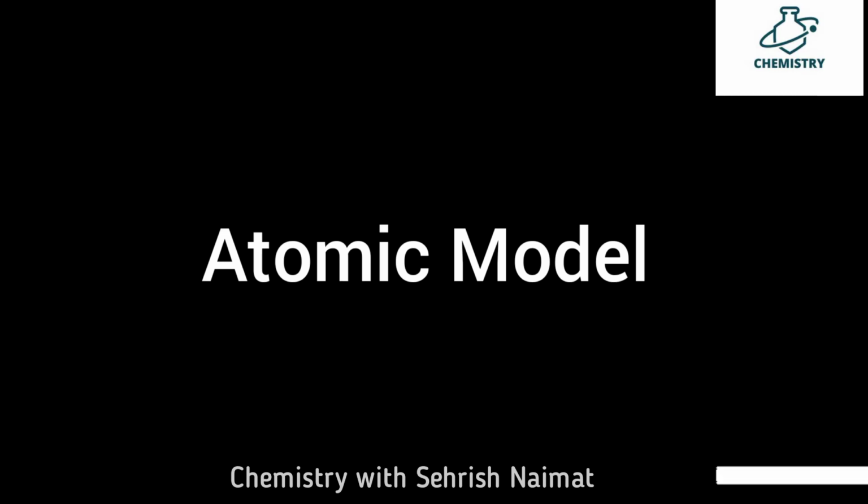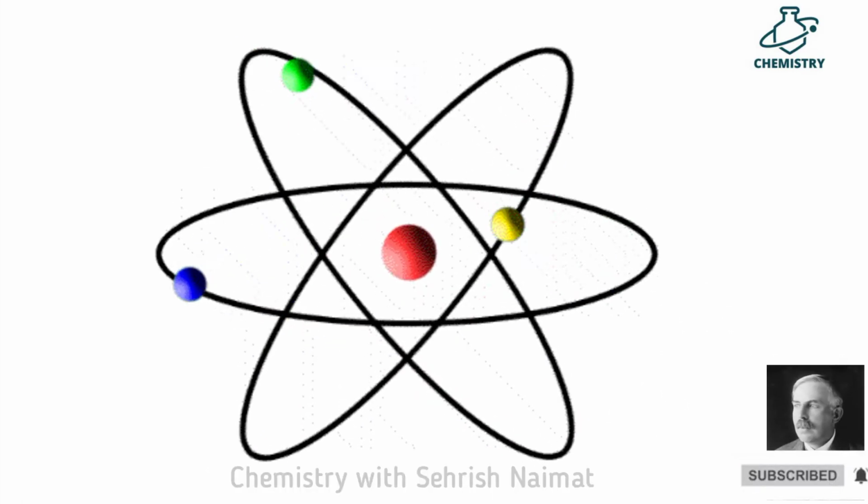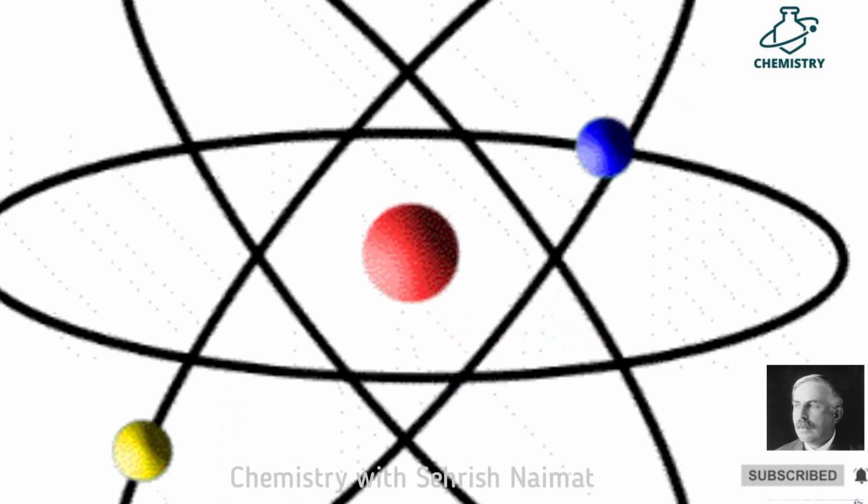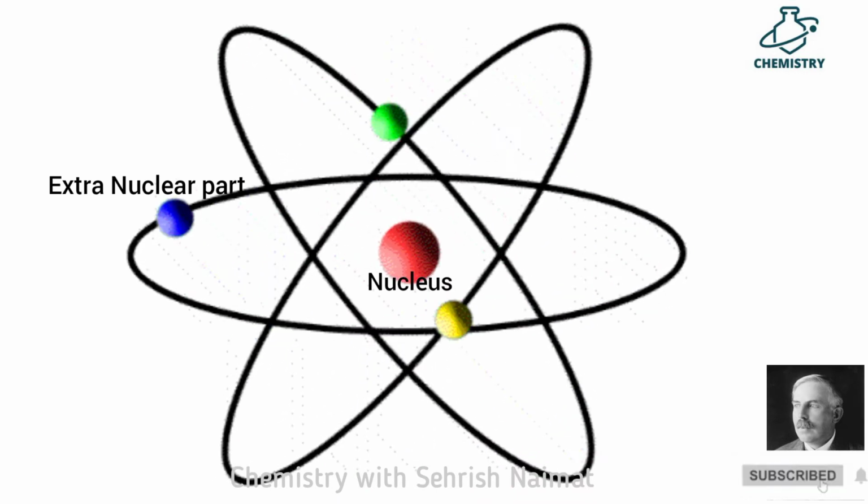Atomic model. According to the Rutherford model, an atom consisted of two parts. Number 1, nucleus, and number 2, extra nuclear part.